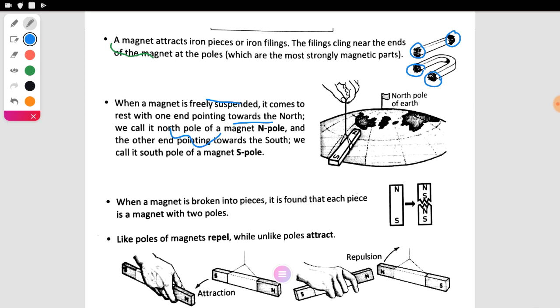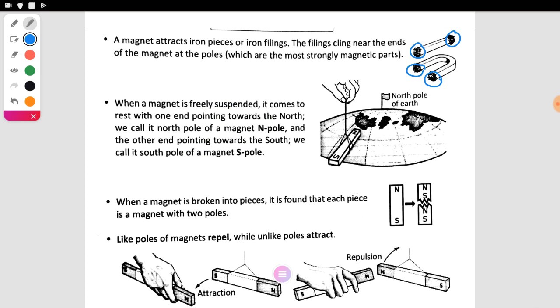The filings stick at the poles, where the force is strongest. Magnetic materials include iron filings, nickel or cobalt. They are magnetic materials.